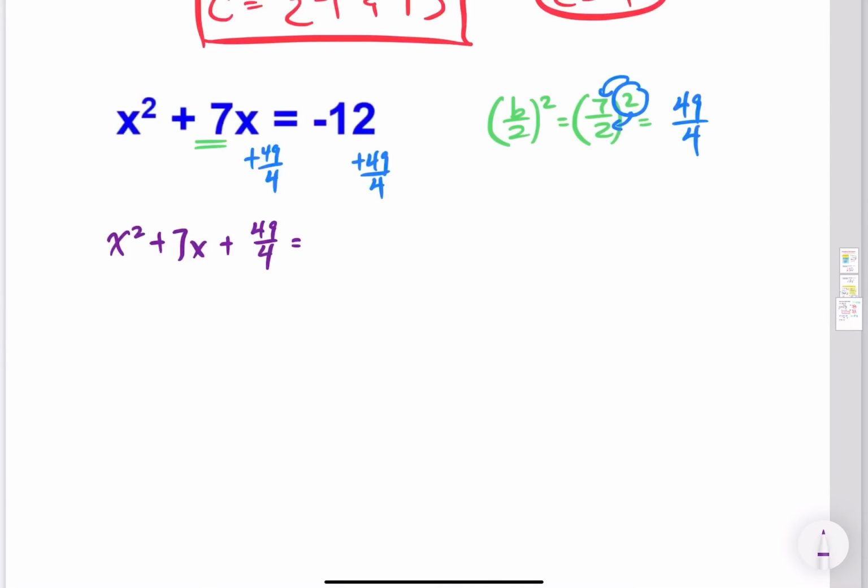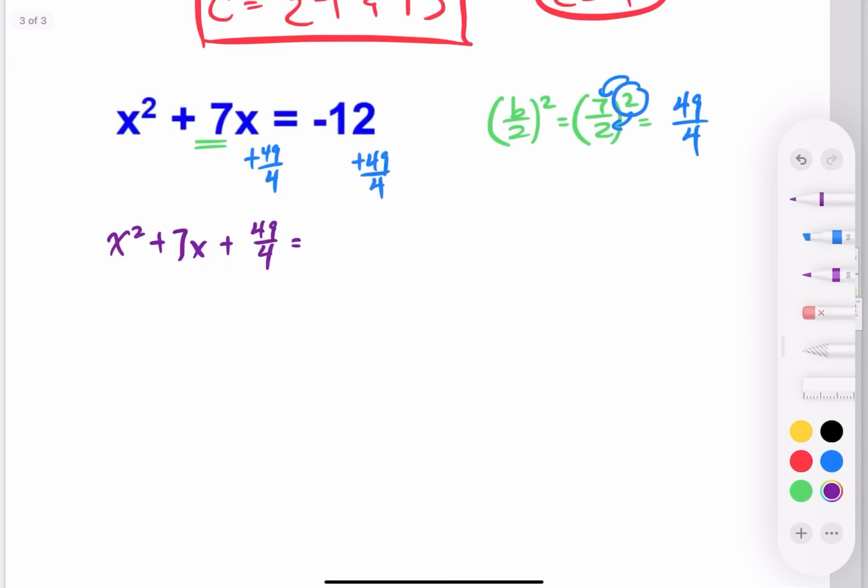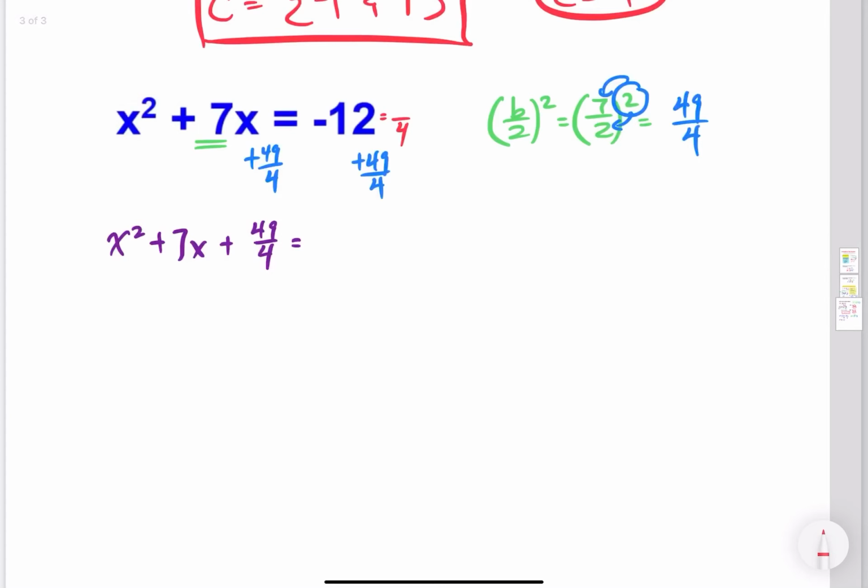But I need to combine that negative 12 with that 49 over 4. Well, to do that, I'm going to make it so that we have common denominators. Negative 12 is the same thing as negative 12 over 1. So I want to change that so that we have a 4 underneath, which means I have to multiply by 4 over 4, which is 1. So negative 12 times 4 is going to be negative 48. Now I can combine negative 48 and positive 49, and negative 48 plus 49 gives me positive 1. The denominator is still 4, so 1/4.